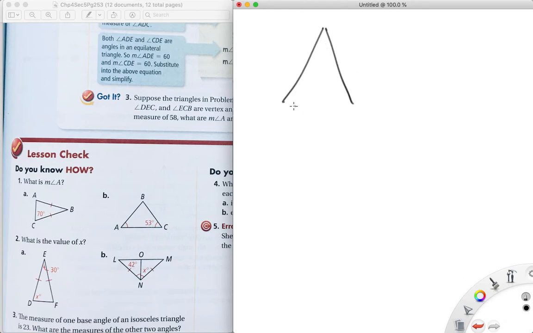They gave me this triangle. I know these two guys are the same, and they give me the base angle of 70. So, they want to know the measure of angle A. So, if this is 70, I know that these two guys are the same, so this guy is also 70. Why? Isosceles triangle theorem. Same thing here. If this is 53, then I know that this is also 53 because the guys are congruent.